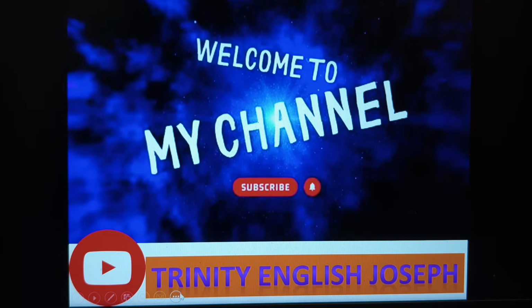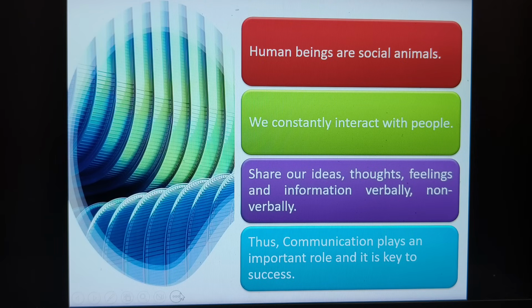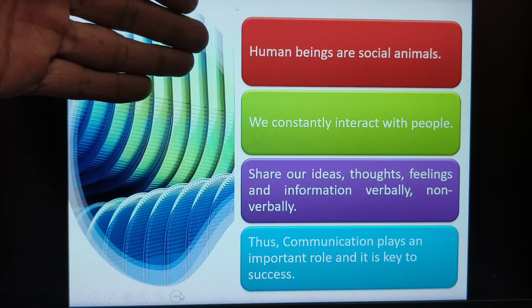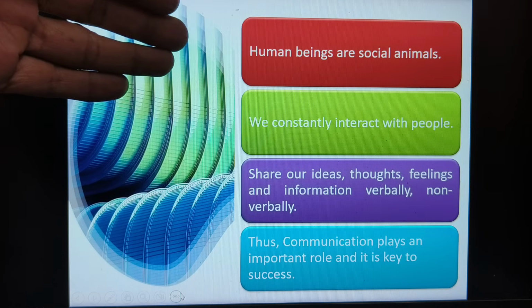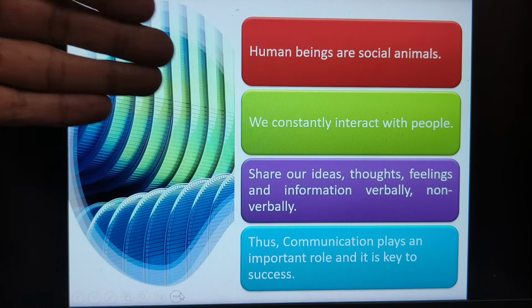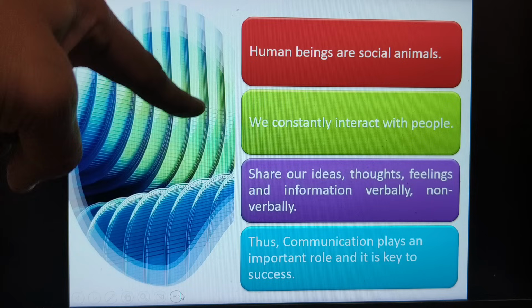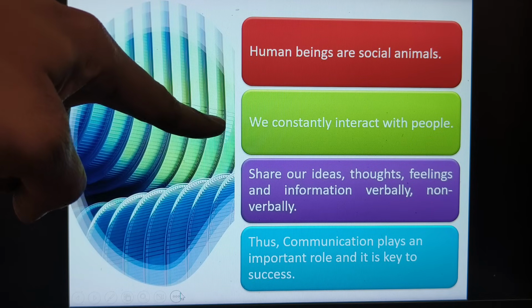Today we are going to discuss another important aspect. Before we discuss, let us look at the importance of communication, how important communication is in the life of human beings. As we look here, human beings are social animals, and since we are social animals, we live in society. Right from our rising up to our sleep, or right from our birth to death, we keep interacting with many people, so we constantly interact with people.